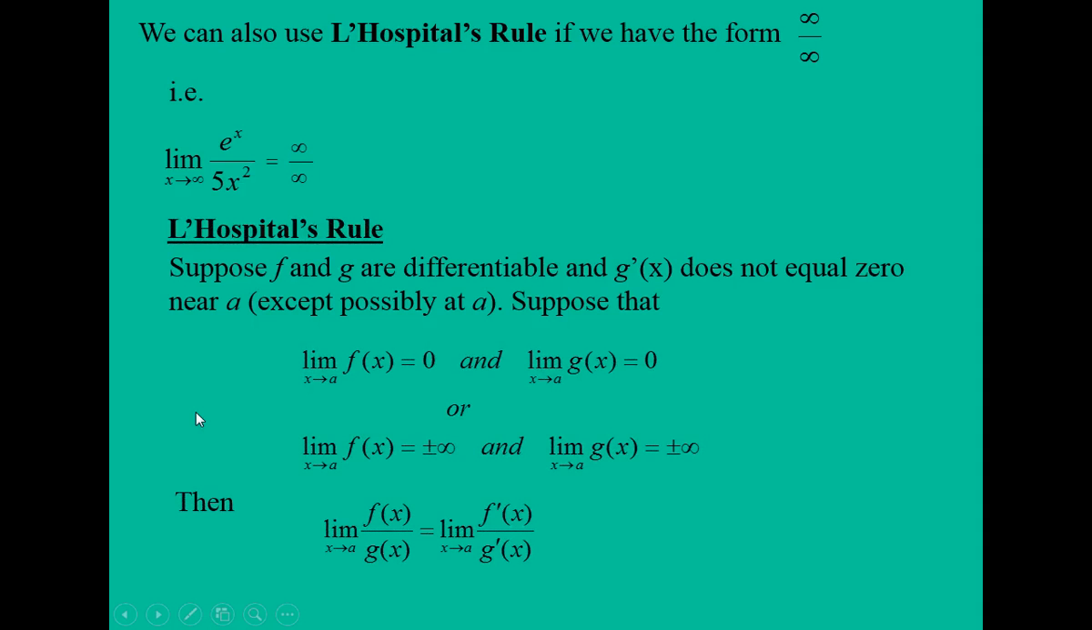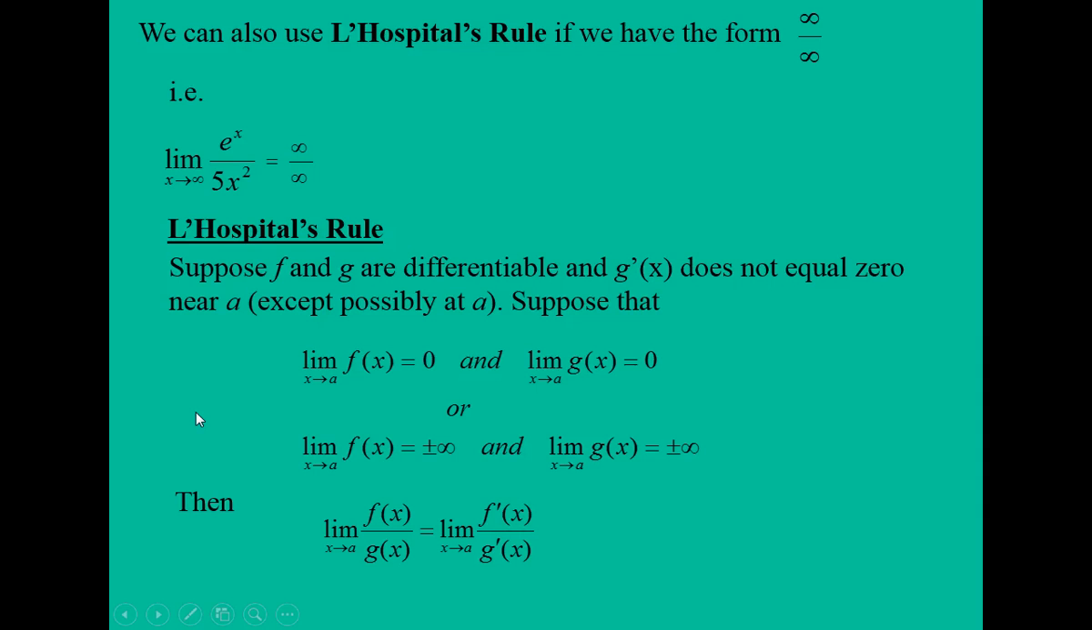So here's L'Hopital's rule. Suppose f and g are differentiable and g prime of x does not equal 0 near a, except possibly at a. Suppose that the limit of f of x as x approaches a equals 0 and the limit of g of x as x approaches a equals 0, or the limit of f of x as x approaches a equals positive or negative infinity, and the limit of g of x as x approaches a equals positive or negative infinity.